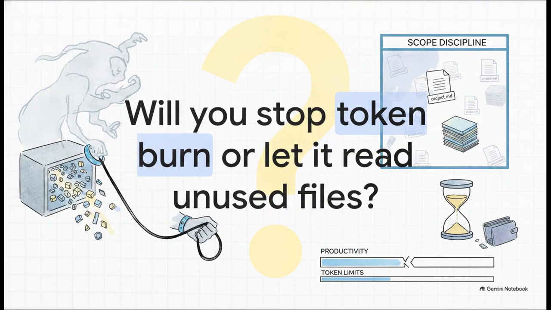So, we've basically solved the mystery of the missing tokens. It completely comes down to stopping the invisible, overeager scavenger hunts, establishing strict scope discipline with a simple markdown file, and aggressively clearing your context window. The big question now is, will you leash your AI's token burn today, or are you going to let it keep reading files you never even asked for, burning right through your paid limits? Take a few minutes, implement these standing instructions on your next project, and watch your productivity and your token limits stretch further than ever before.